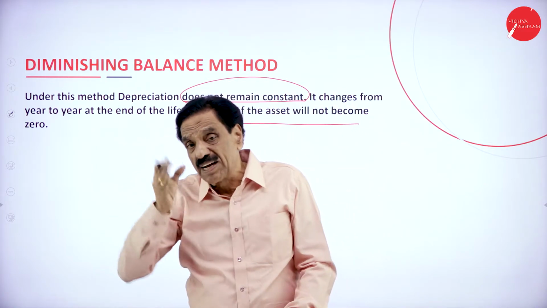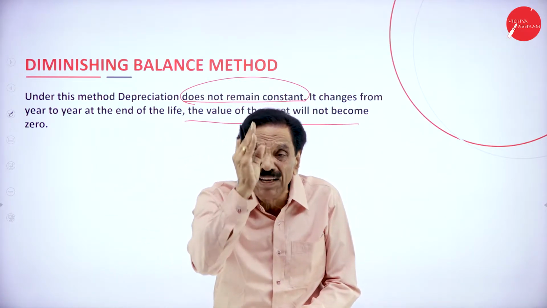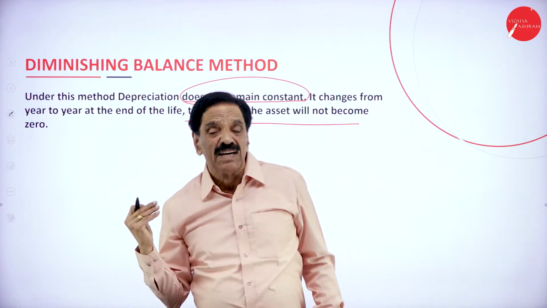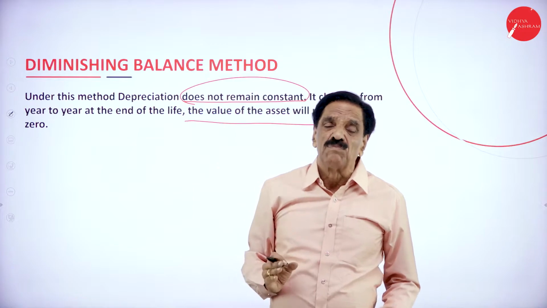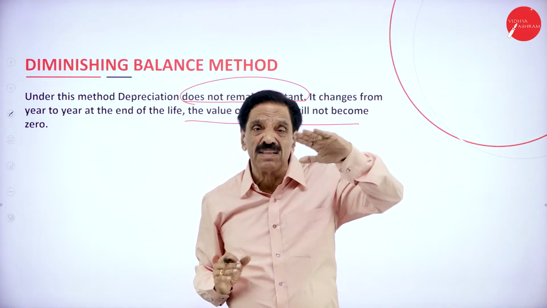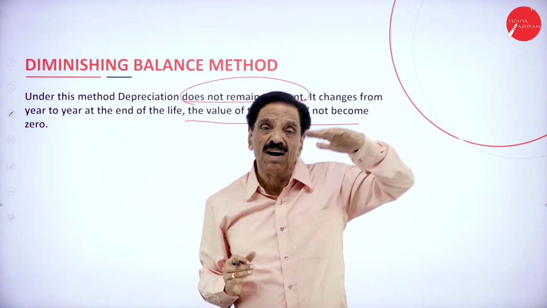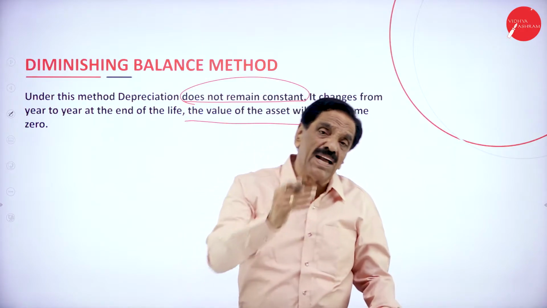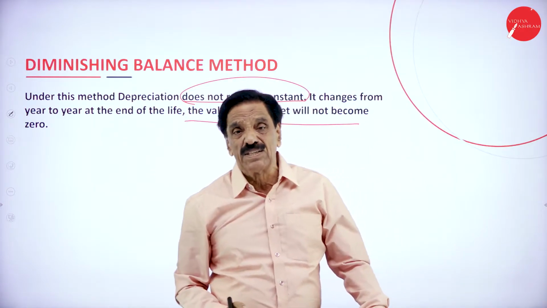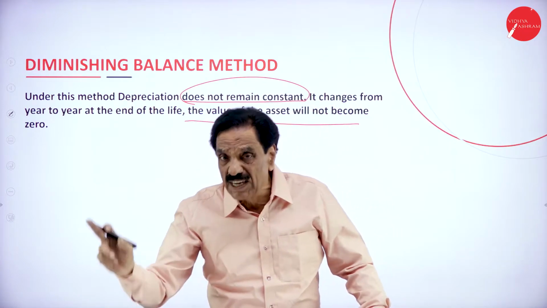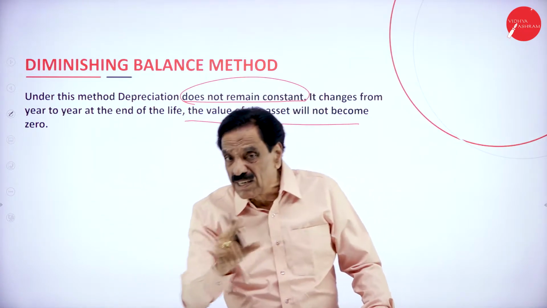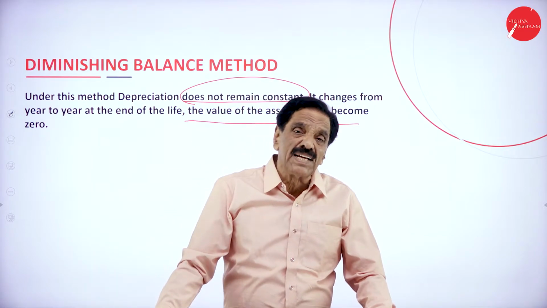Here, in the straight line method, depreciation remains constant, whereas in the diminishing balance method, depreciation does not remain constant. What is depreciation? A gradual, continuous fall in the value of the asset is called depreciation. There are two types of depreciation. One is called the straight line method. Number two is called the reducing balance method.